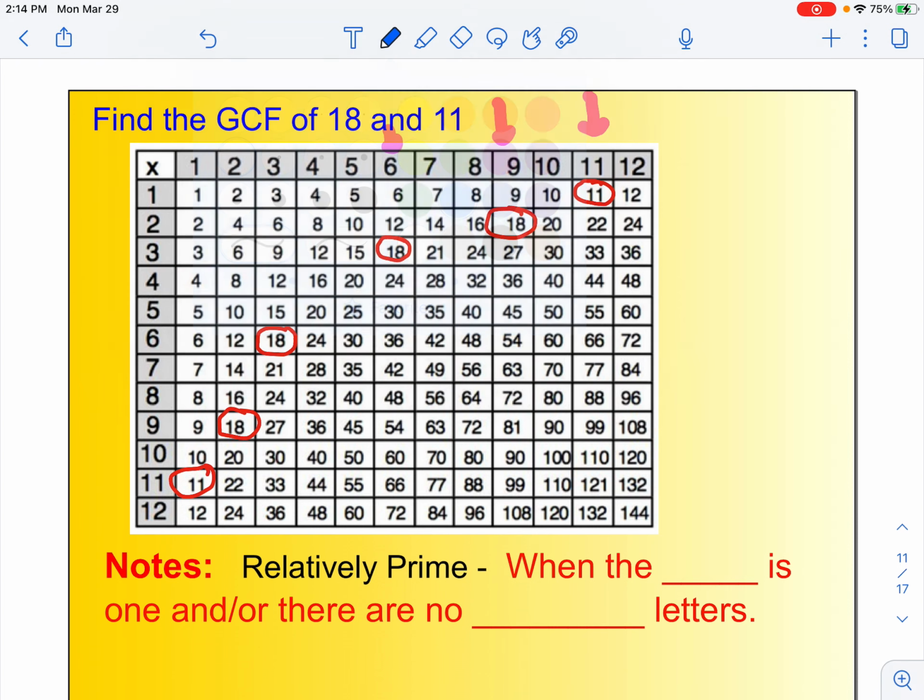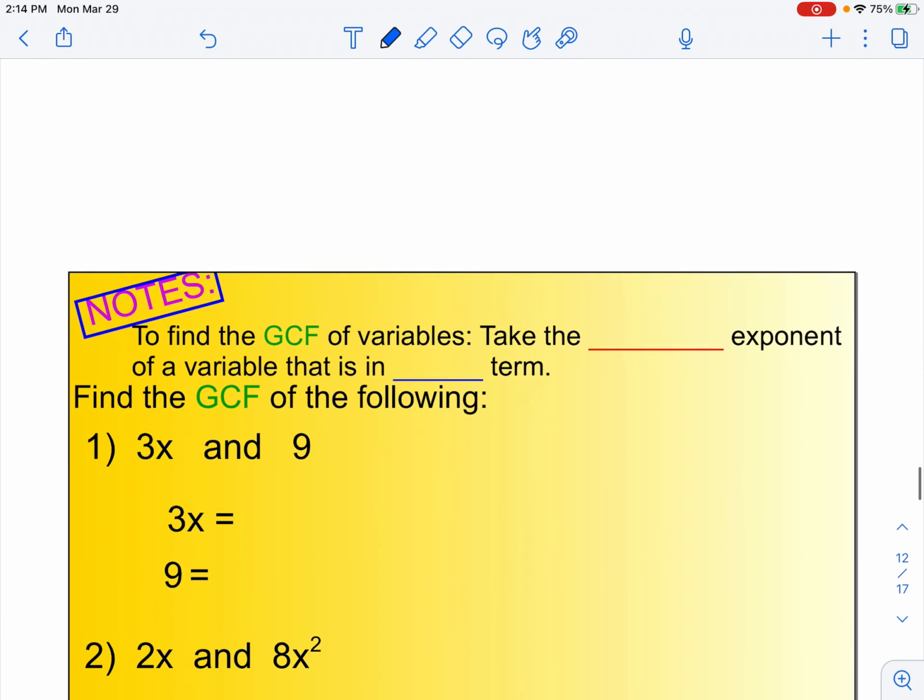So relatively prime, again, this is something that you want to know and keep track of. Relatively prime is when the greatest common factor is 1 and there are no common letters. So we call that relatively prime, and we can write RP for relatively prime. It doesn't happen that often, but it does occur.